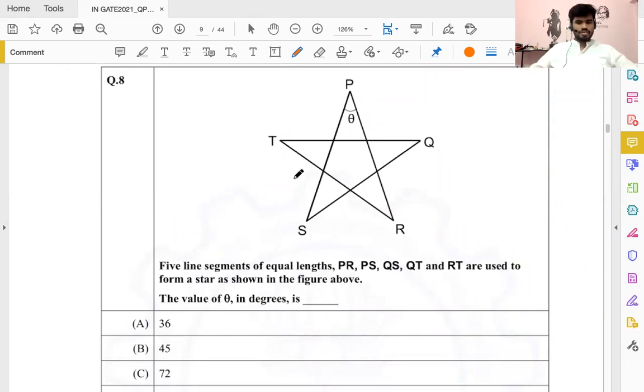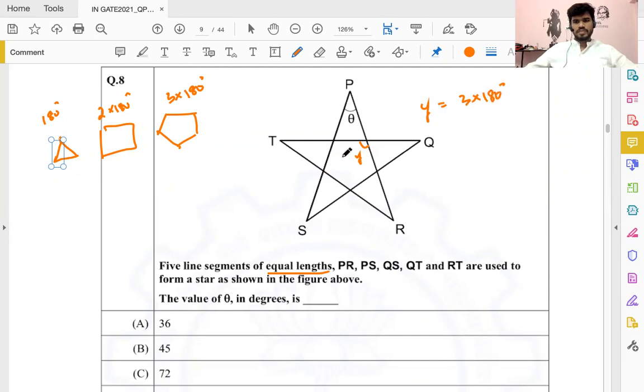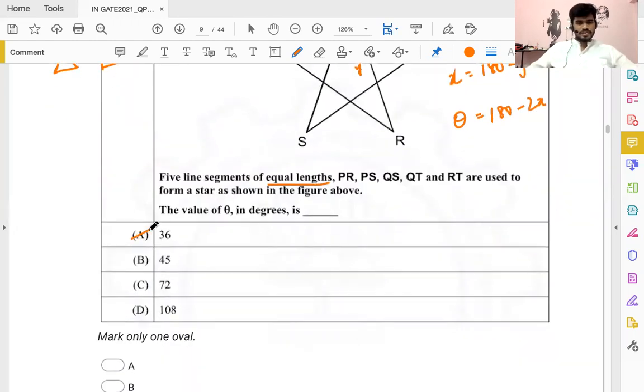This is a simple geometry problem. Even if you don't remember, all are equal lengths. So triangle 180 degrees. A quadrilateral is 2 times 180 degrees. A pentagon is 3 times 180 degrees. So one of these angles, let's call it y, is 3 times 180, the total angle inside a pentagon, divided by 5. That is y. Then this unknown here, x, will be 180 minus y. Notice if this is y, this is also y. And then your theta is 180 minus 2x. I think you get it. This is 36.